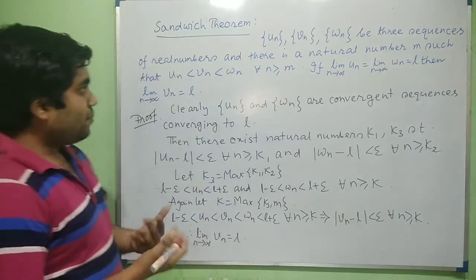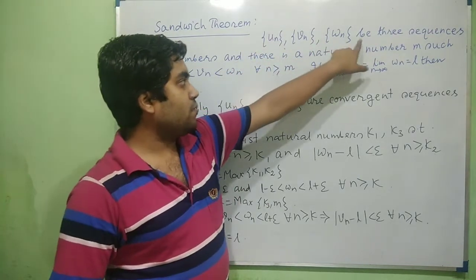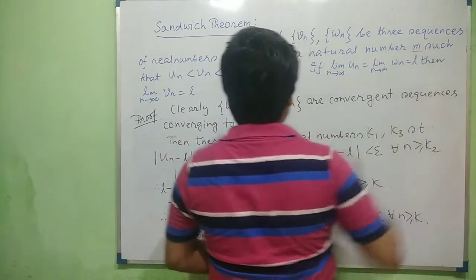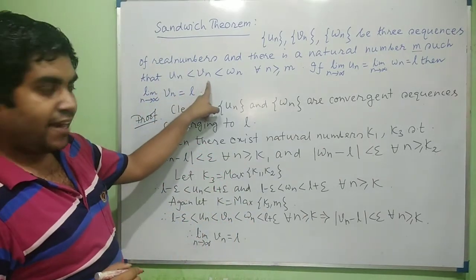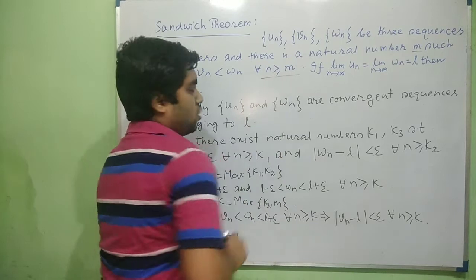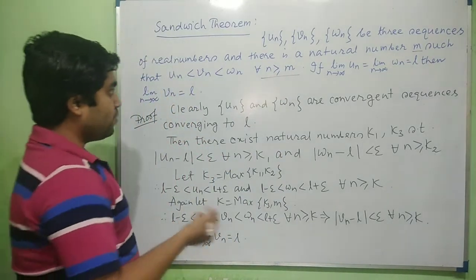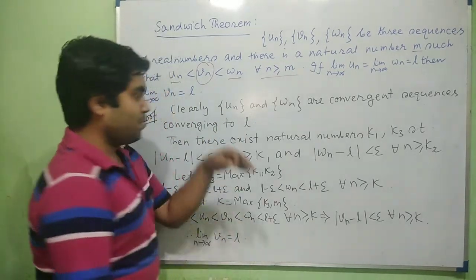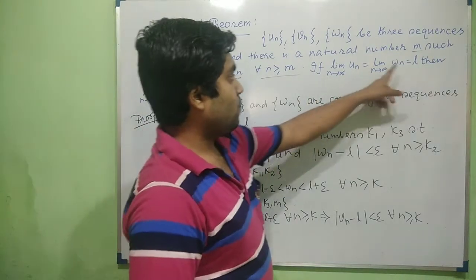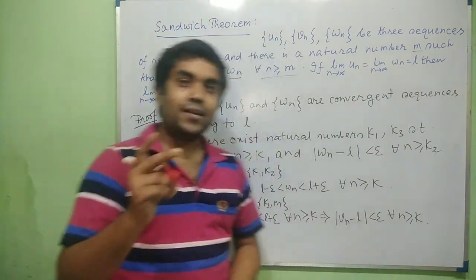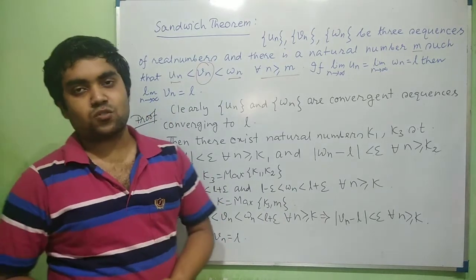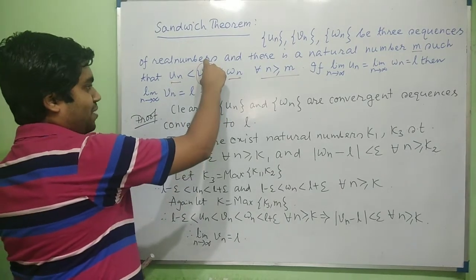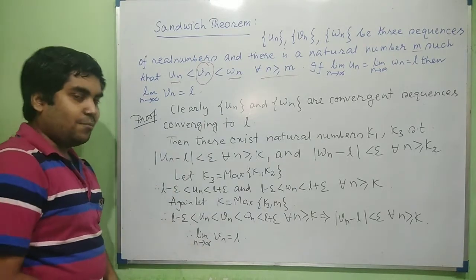Now the statement is: let un, vn, wn be three sequences of real numbers and there is a natural number m such that un is less than vn is less than wn for all n greater than or equal to m. We can see that vn is the vegetable and un and wn are the two breads, so vn is between them. If the limits of un and wn both go to L, that is, they are convergent sequences converging to the same limit, made of the same material, that is bread, then the vegetable vn will also converge to that limit L.